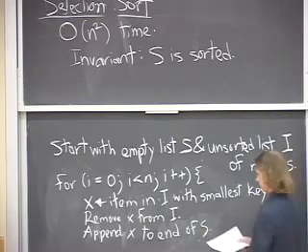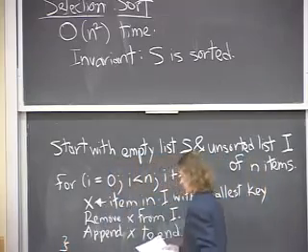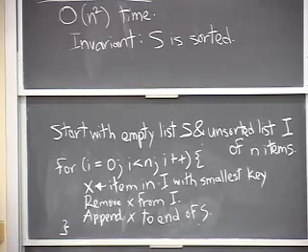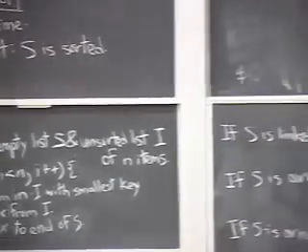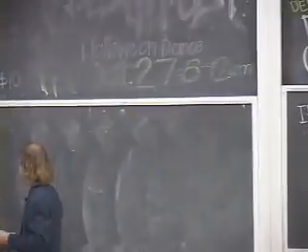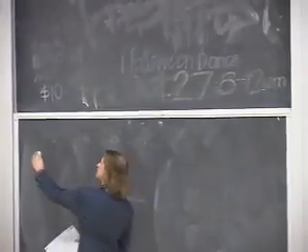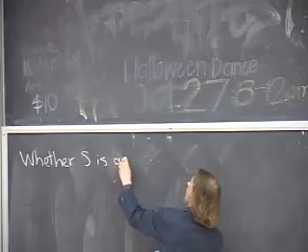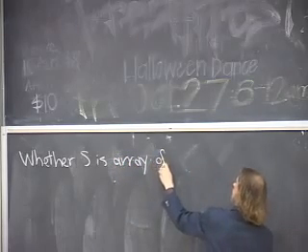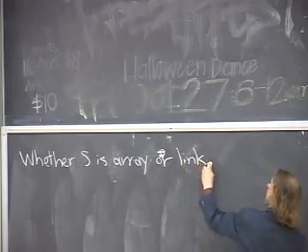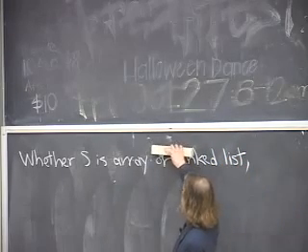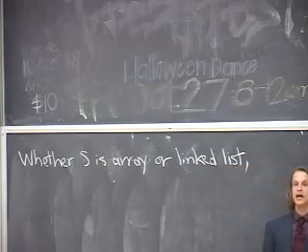And that's that algorithm. Now, whether S is represented whatever way, array or a linked list, once again, searching for the minimum item always takes linear time.